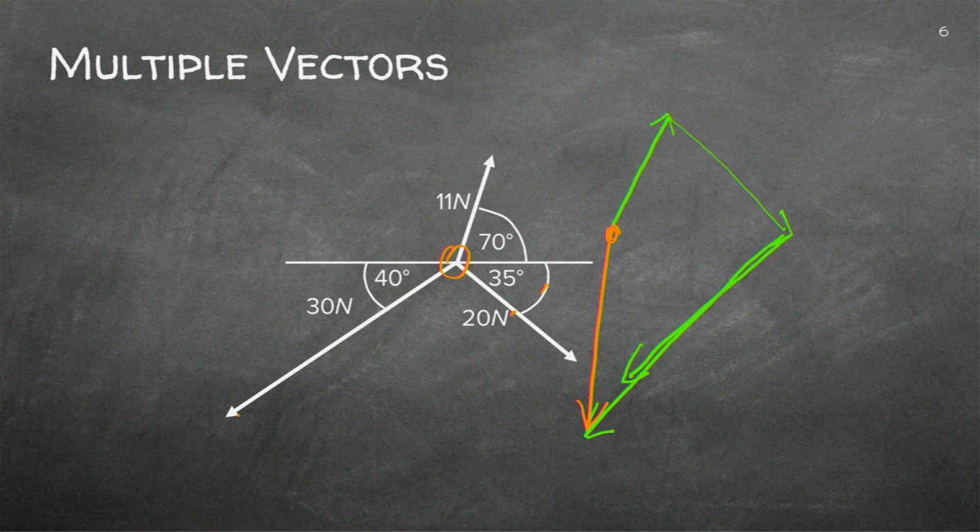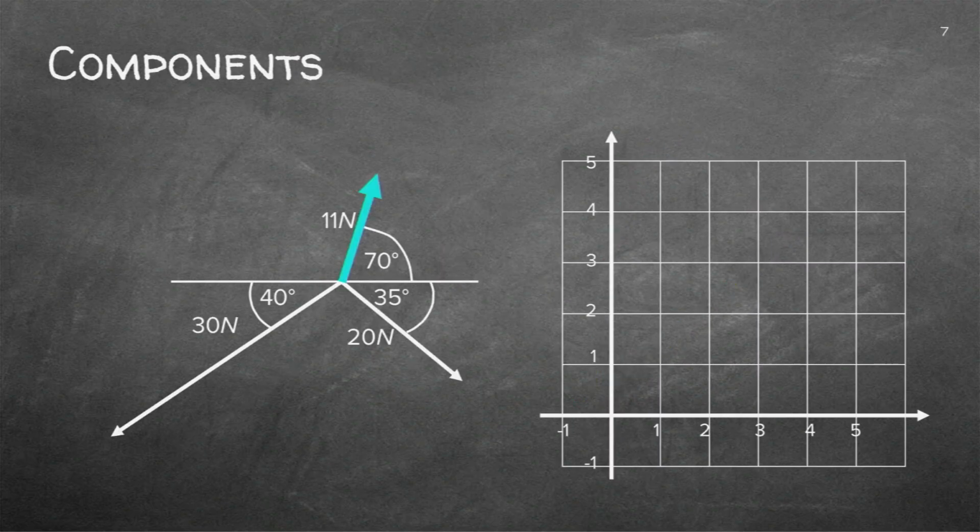Another way is by finding the actual components of each of them. So let's try. I am going to work with just the 11. I've got the 11 there, and as you see, this is just a rough little diagram. I then have that angle of 70 degrees, and I can now calculate the components of the 11. I can get the x component, and I can get the y component.